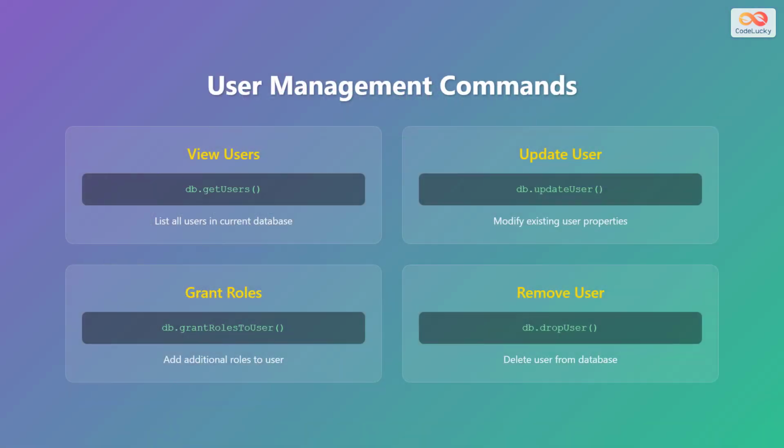MongoDB offers several commands for managing users. To view all users in the current database, use db.getUsers. To modify an existing user's properties, use db.updateUser. To grant additional roles to a user, use db.grantRolesToUser. Finally, to delete a user from the database, use db.dropUser.